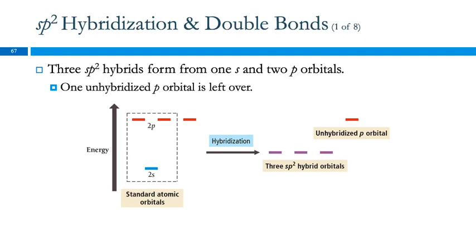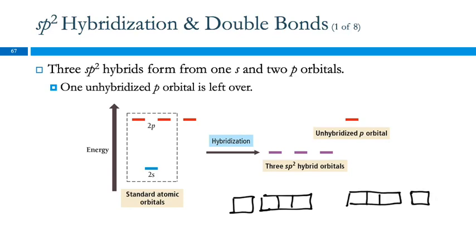So if we think about the hotel, here's the S room, and here's the P room. What we're going to do is break down this wall, and put the wall over here. So now we've got these guys and one over here. So this is P, and these are sp2. That's S, and these are P. And we're not going to worry about why we might want to do that. We're just going to go with it.